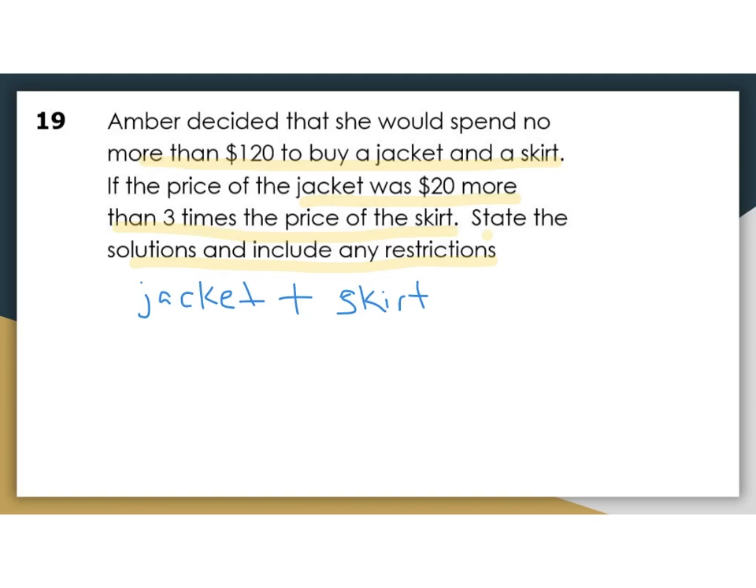And then she wants to spend no more than 120, which means whatever she's buying cannot be greater than 120. It has to be less than or equal. So it's the less than or equal inequality symbol and the 120. In the statement, it's telling us that this jacket is 20 more than 3 times the price of the skirt. But it doesn't tell us anything about the price of the skirt. So I'm going to go ahead and let that skirt be represented by K.